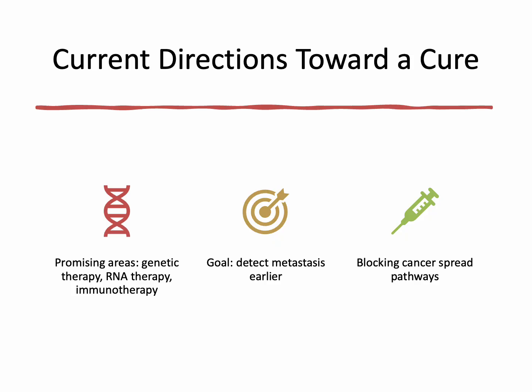Researchers are increasingly focusing on targeting cancer at the molecular level. Genetic therapy aims to correct or modify genes that drive cancer growth. RNA-based therapies such as mRNA or siRNA approaches help regulate protein production in cancer cells. Immunotherapy continues to be one of the most impactful areas. Treatments help the immune system recognize and attack cancer cells more effectively.